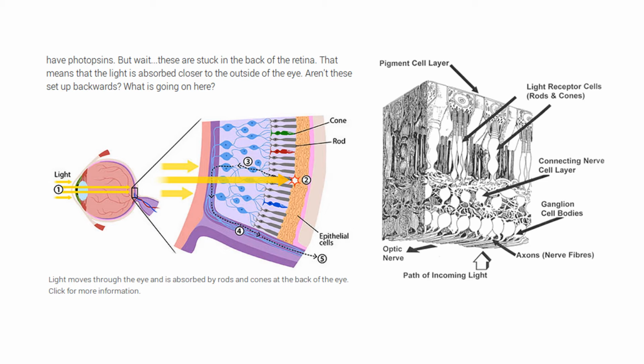So why is this setup interesting? It is interesting because it means that the light has to travel through a bunch of cells and nerve fibers first to get to the rods and cones. So whether you look at the diagram on your left or the diagram on your right, you see that the light is not first hitting the rods and cones and then going to other cell bodies, but it has to travel through a mesh of cell bodies to get to the photoreceptors. And this is called the inverted retina.